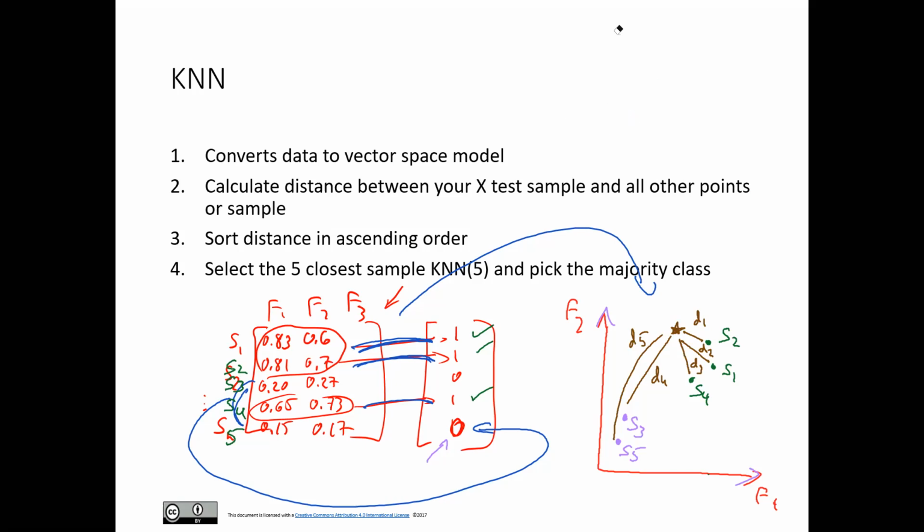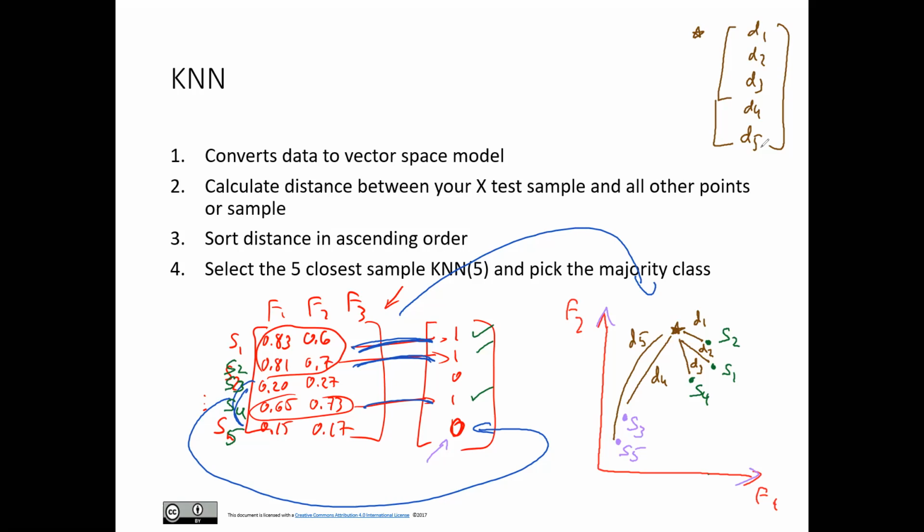For that particular sample star, you're going to get a vector of distances, D5. Those are your distances now that you have. And how do you get these distances? These distances are calculated based on the Euclidean distance.